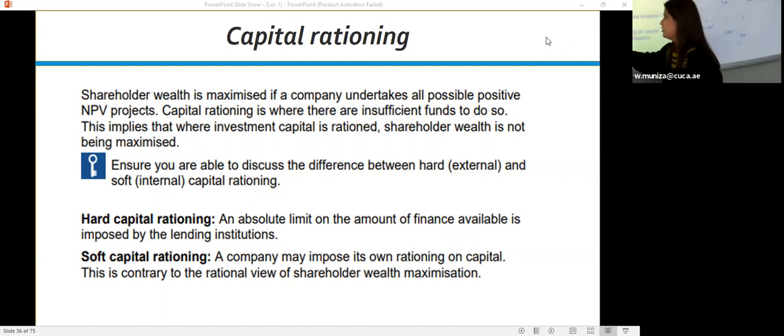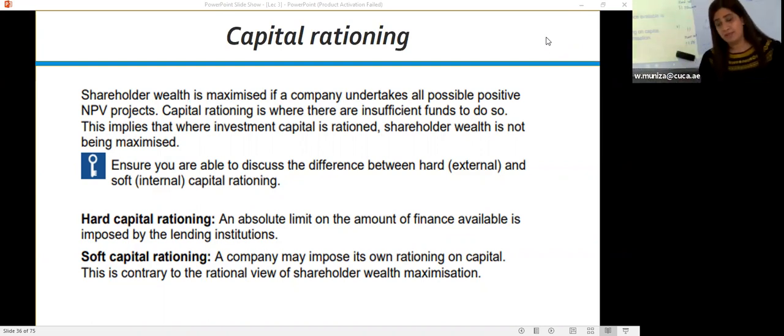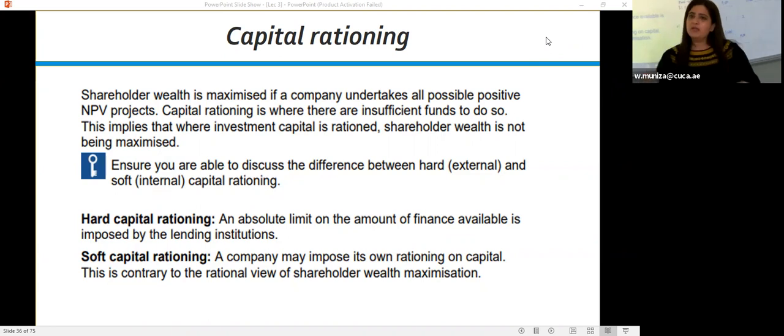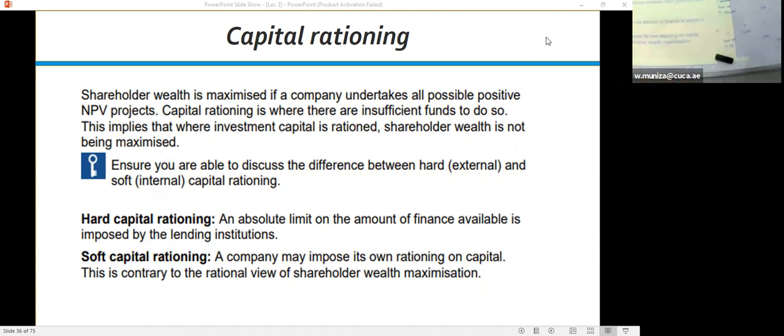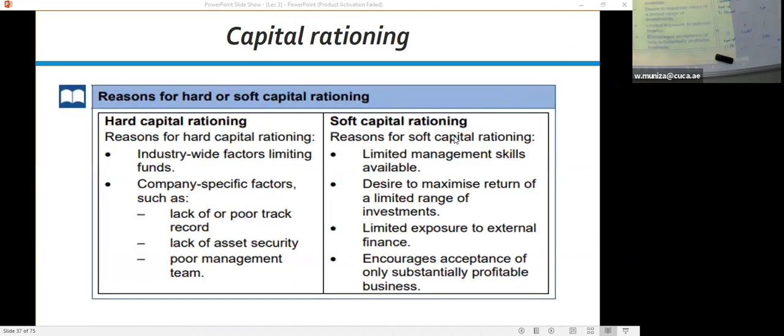This is contrary to the rational view of shareholders' wealth maximization, because shareholders, being greedy and rational persons, every time want to invest in the NPV project since they want their wealth to increase. Now, the reasons for hard or soft capital rationing. For hard capital rationing, there can be many industry-wide factors limiting funds, or company-specific factors also.